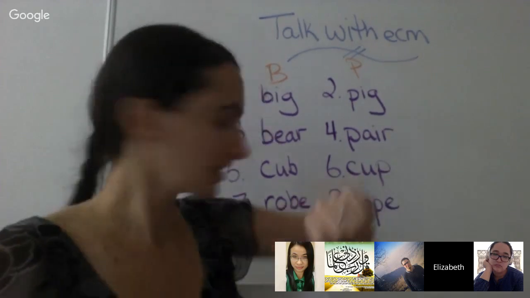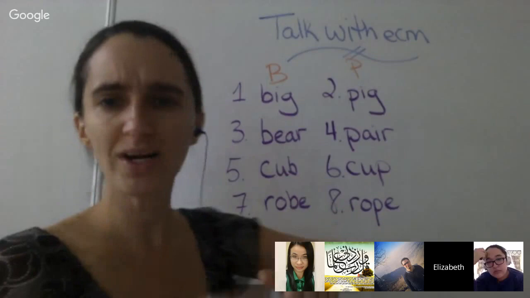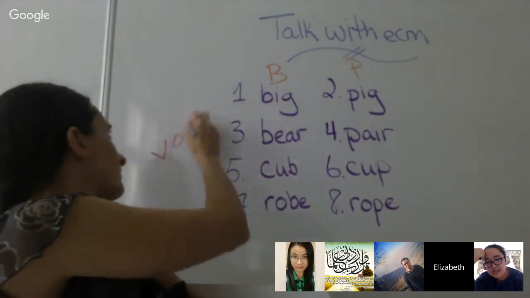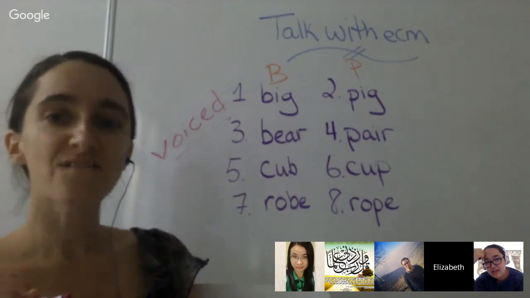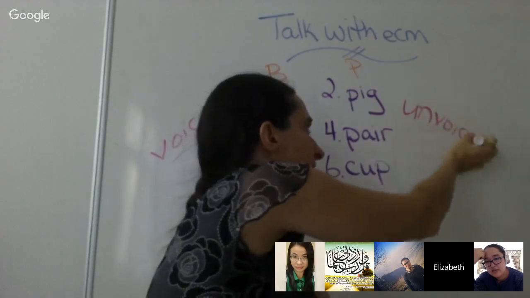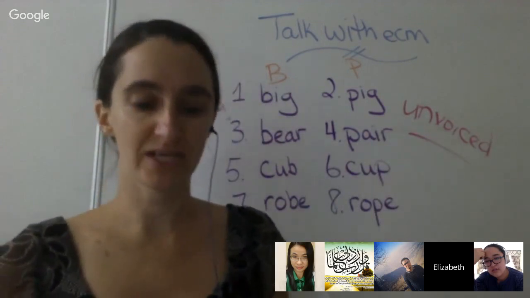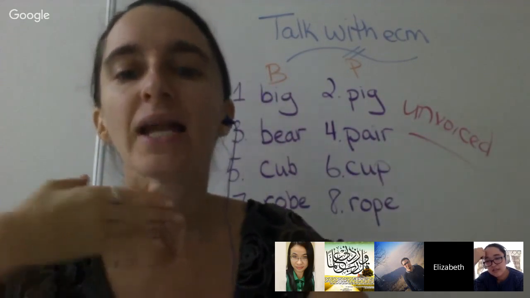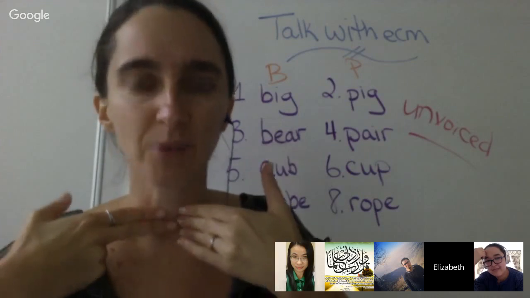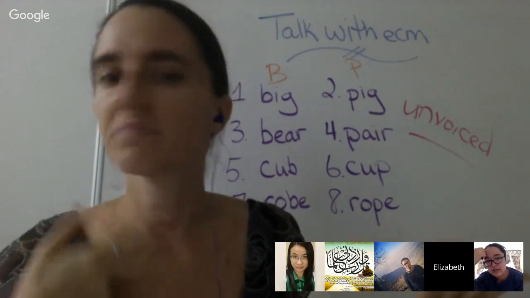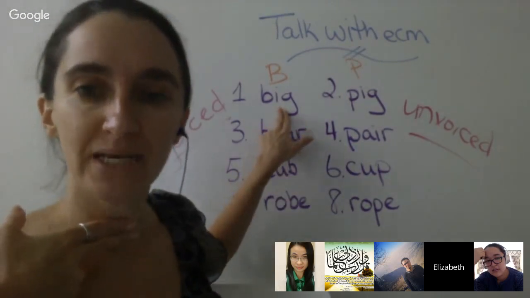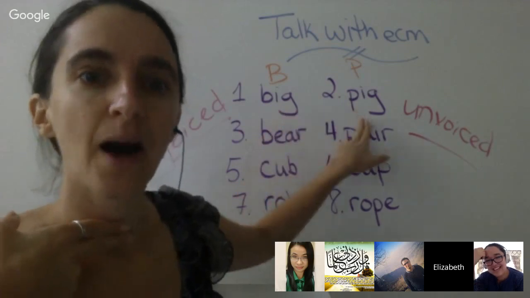And I can write that as well. I need more colors. So the B is voiced. That means I'm using my voice to make it. And P is unvoiced, not voiced. I put my finger here, and I can feel the difference. B, b, b. I can feel vibration in this part of my throat, versus p, p, p. There's no vibration. So listen and repeat. B, b, big. P, p, pig.